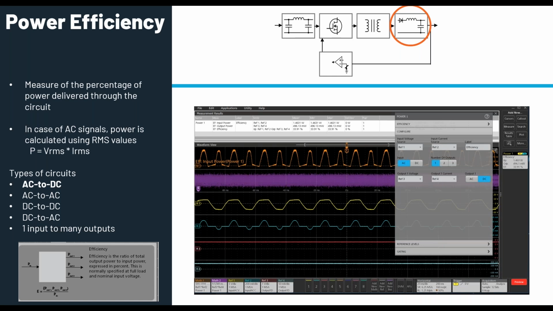Even a small improvement in efficiency can lead to a lot of advantages for the SMPS designer, because he doesn't need to worry about heat sinks to dissipate that heat, and it also saves a lot of money when you have a very efficient system. So this is again a very important measurement. A lot of people actually, I think, as we saw in the poll as well, consider this one of the very important measurements for power supply design engineers.